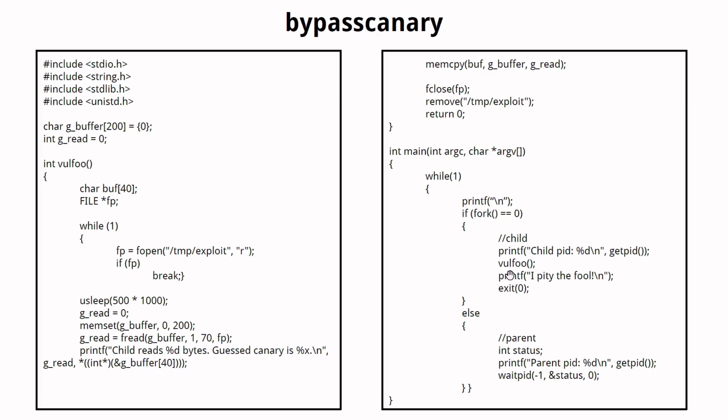Next, let's look at the val foo function. Val foo has a local variable, a 40-byte buffer. Then it has a file pointer. Val foo itself is a big while loop. The while loop tries to open a local file from temp exploit. That is basically where you want to put your exploit.